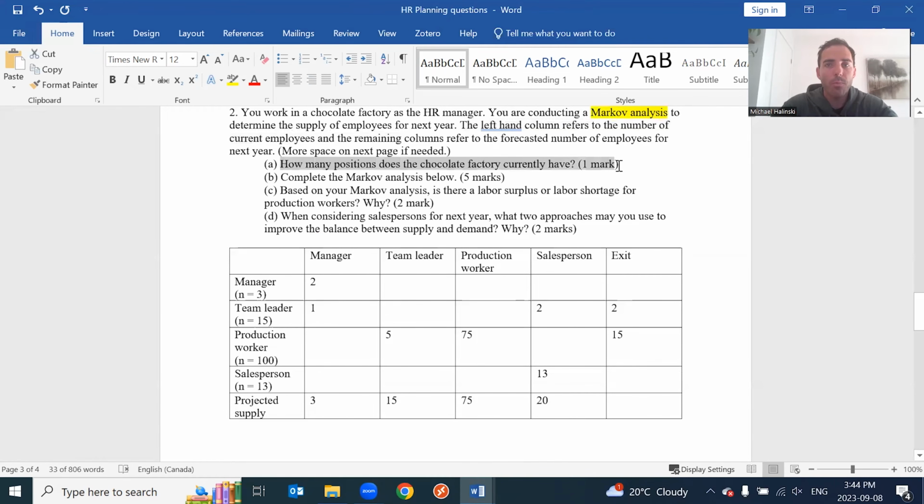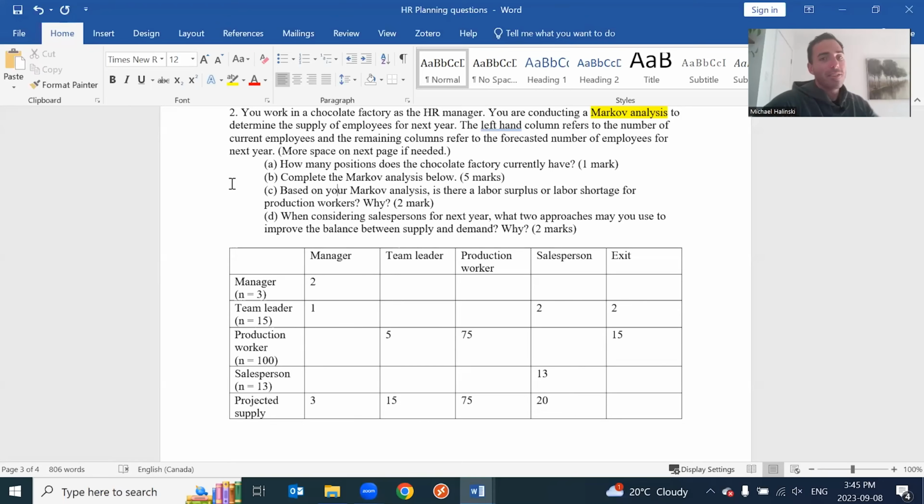Let's go, part A: how many positions does the chocolate factory currently have? Every time I do the Markov analysis, I always ask this question, how many positions are needed, or how many jobs are needed, because I make a big deal about the difference between a job and a position. Sometimes people find them very confusing, so when I do this question, I ask about how many positions or how many jobs.